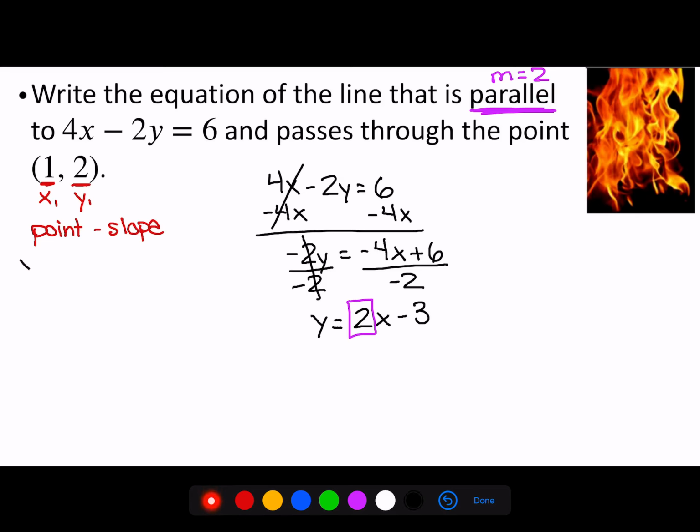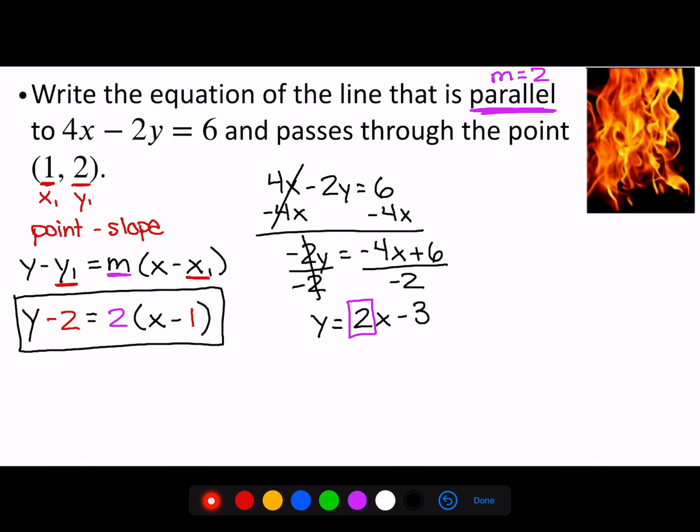Point-slope form is written as y minus y1 equals m times x minus x1. And the only variables that we're going to fill in are m, x1, and y1. So our equation is y minus 2 equals m, which is 2, times x minus x1, which is 1. So this is our equation in point-slope form that passes through the point (1, 2) and has a slope of 2. That's parallel to this line.